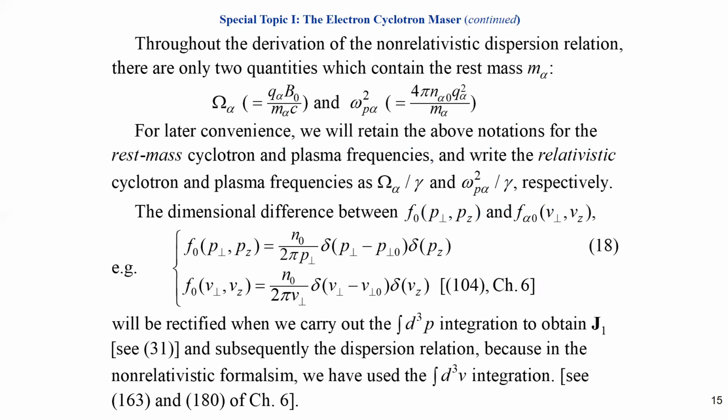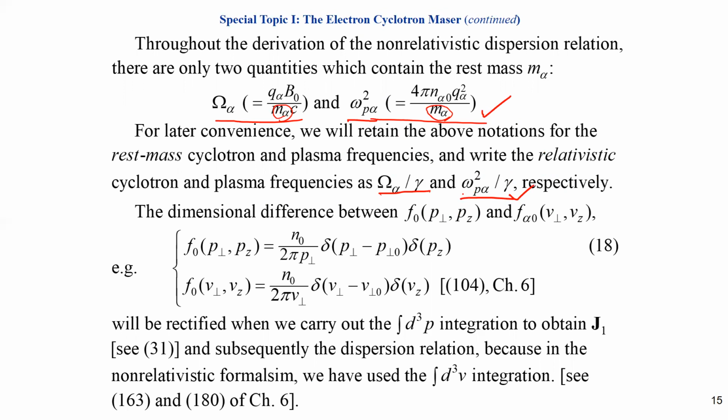Throughout the derivation of the non-relativistic dispersion relation, there are only two quantities which contain the rest mass m alpha. One is the cyclotron frequency. The other is the plasma frequency. For later convenience, we will retain the above notation for the rest mass, cyclotron, and plasma frequency, and write the relativistic cyclotron and plasma frequency as here.